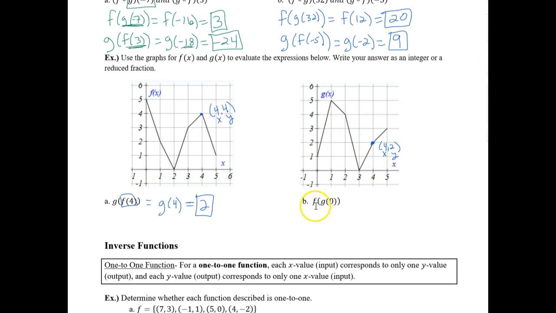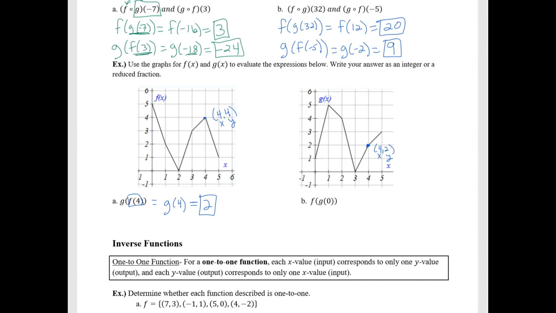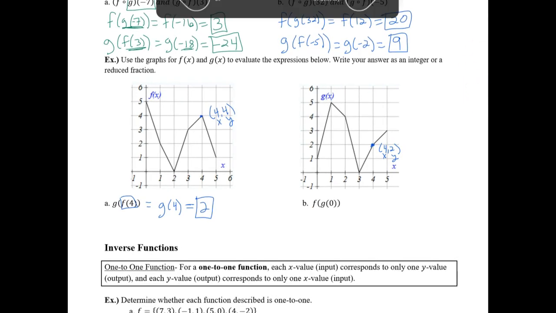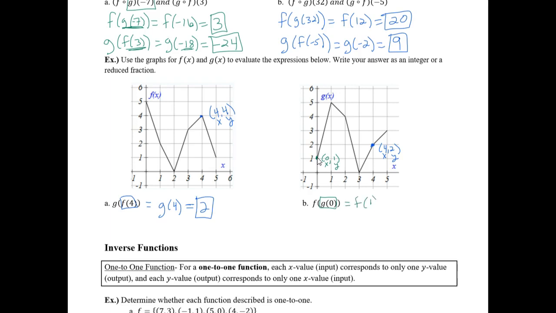Alright, so now we are finding f of g of 0. So we need to find f of 0 first, right? We're working inside out, or sorry, g of 0. On the function g graph, x is 0. So here's the origin, 0, 0, and x is 0. We want to know what y is. So this is the point 0, 1. When x was 0, y was 1. So g of 0 is 1.